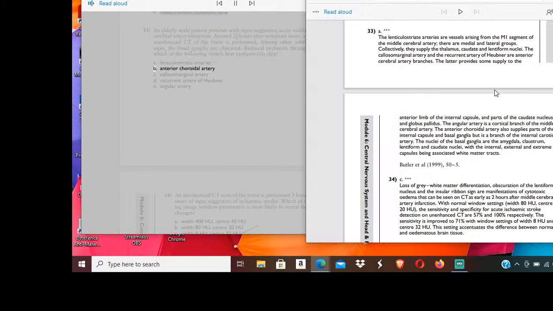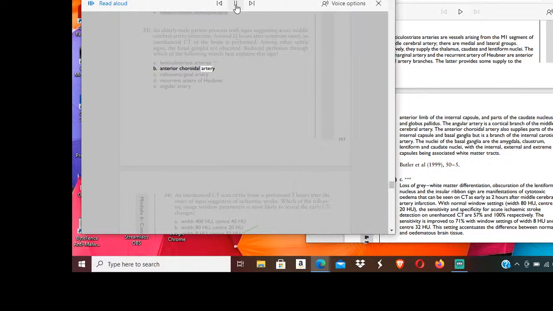A. Lenticulostriate arteries. B. Anterior choroidal artery. C. Callosomarginal artery. D. Recurrent artery of Hübner. E. Angular artery.